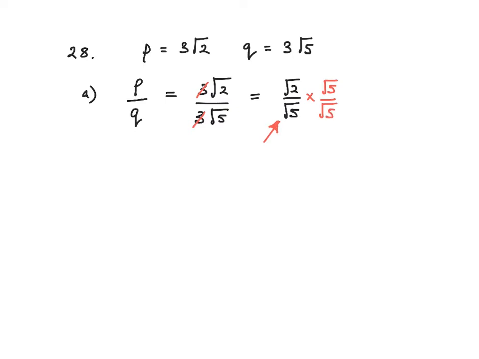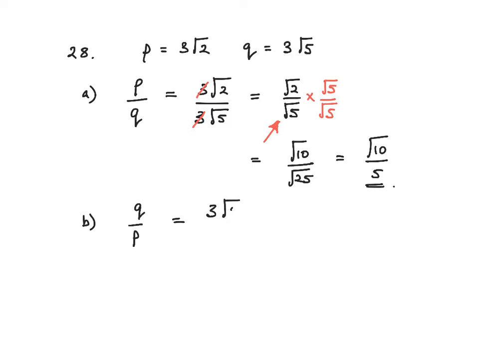What does that give us? It gives us root 2 times root 5 is root 10 on top. Root 5 times root 5 is root 25. Or we could just state that. We could just go straight to the last line. Root 10 over 5. Q over P, so 3 root 5 over 3 root 2.